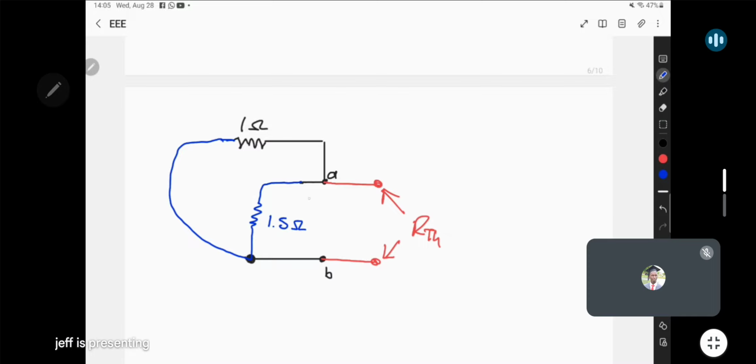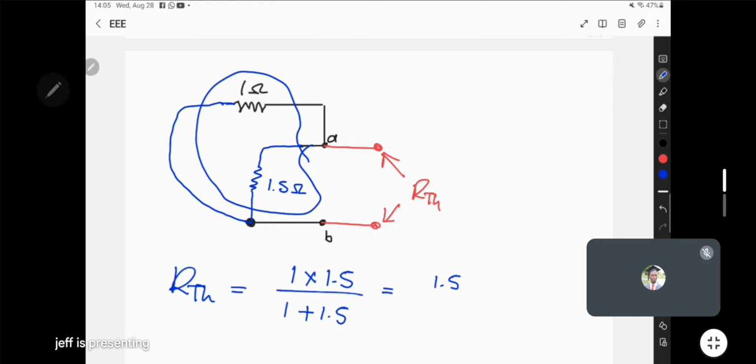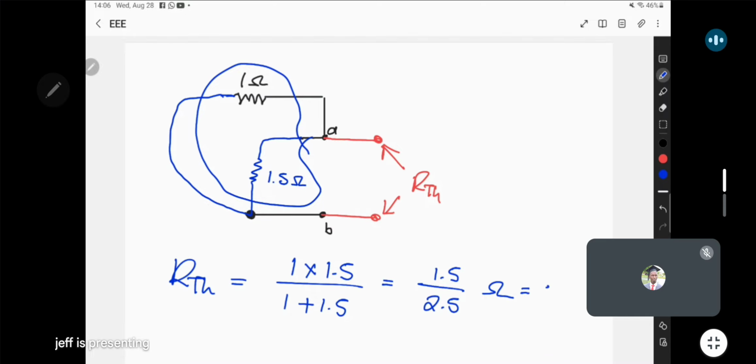Then look at that. Now the 1.5 and that other one, these are now in parallel. So that the overall connection now, which is the equivalent resistance, since now I've combined everything, the total resistance, which is our Thevenin, I need to multiply the 1 and the 1.5 over the same, but now added. So this will be 1.5 over 2.5. Okay, so we get 0.6 ohms.